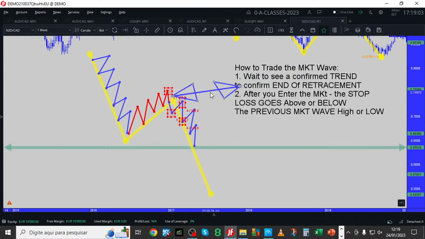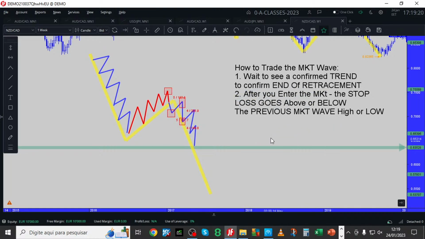This is a rule. Number 2, you enter the market. Good news for you, it doesn't matter where. Don't bother about where, you know, this is our 6th or 7th lesson. Just short the market, but the stop loss goes above or below the previous market wave high or low.